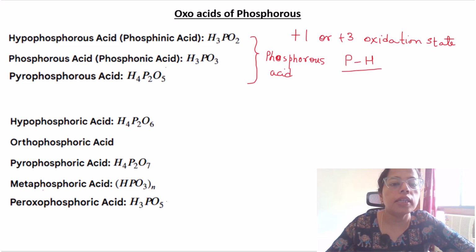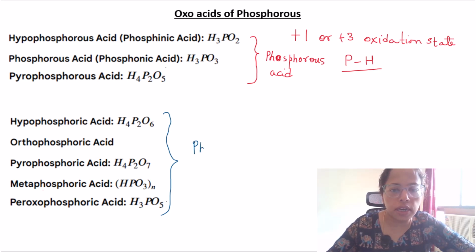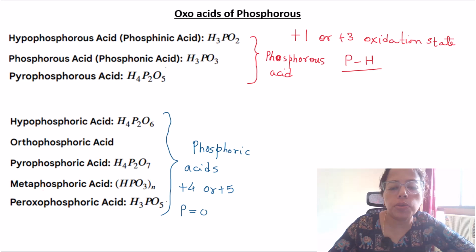Next is the category of phosphoric acids. So here are the 5 phosphoric acids that I have written, and the distinguishing feature of these phosphoric acids is the presence of +4 or +5 oxidation states, and also the presence of P=O and P-OH bonds.